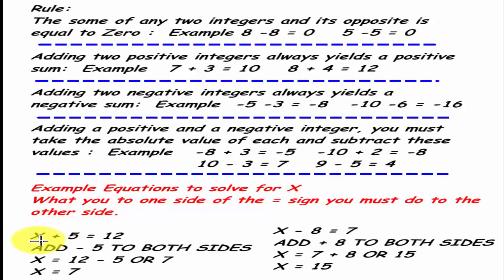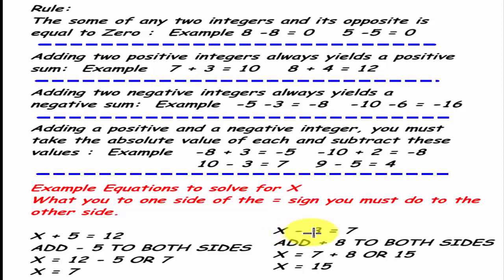For example, x plus 5 equals 12. Now to get rid of the 5 over here, we're going to add a negative 5. So we must do it to both sides. So x equals 12 minus 5, or 7, because we just add a negative 5 to both sides. So x equals 7.